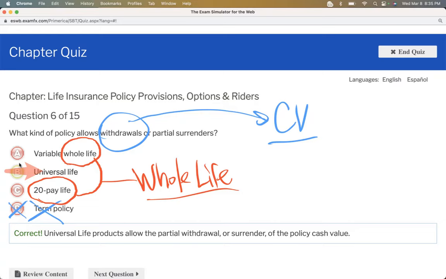Chris, screenshot that and we're gonna go to the next one. Okay. All right, there it is.